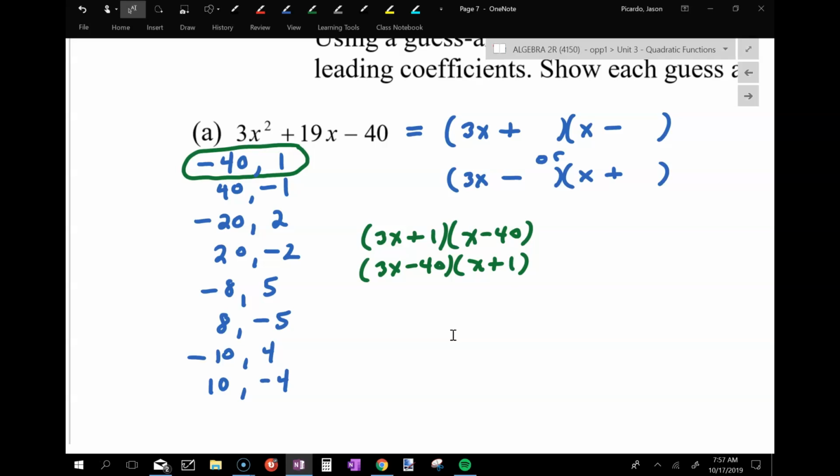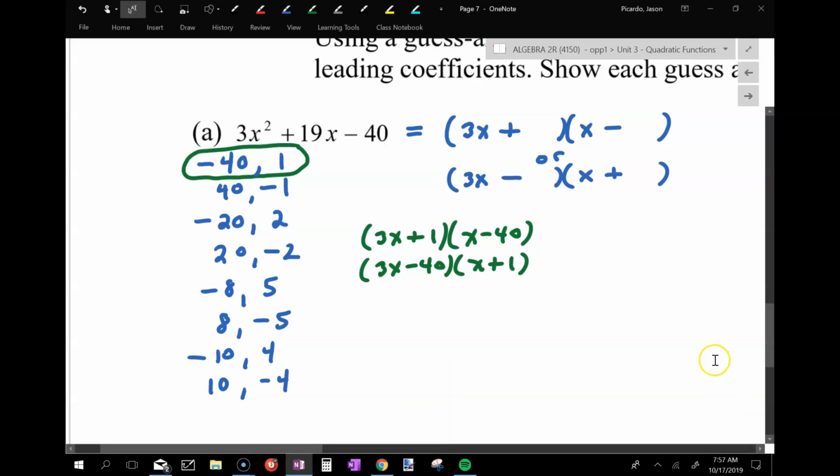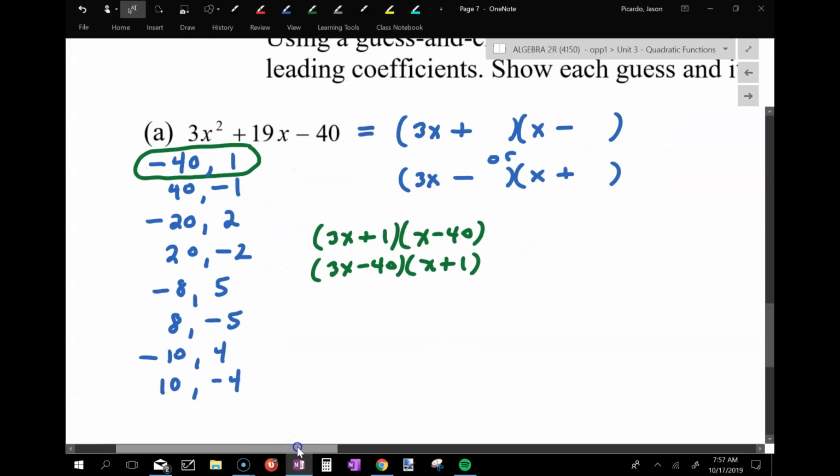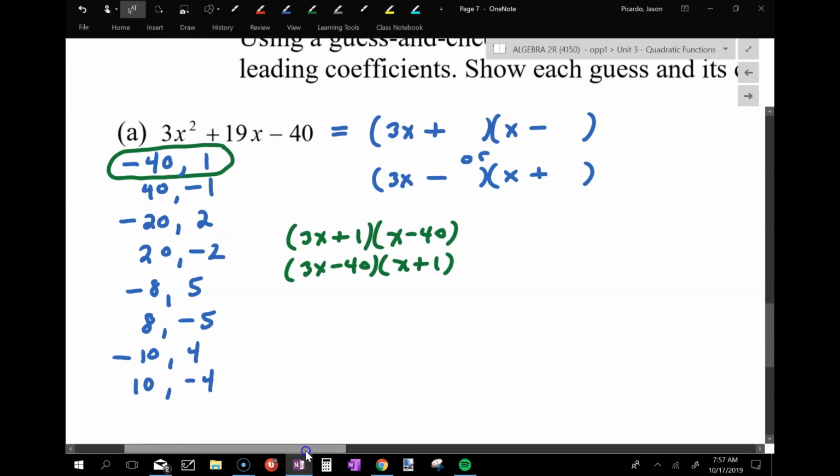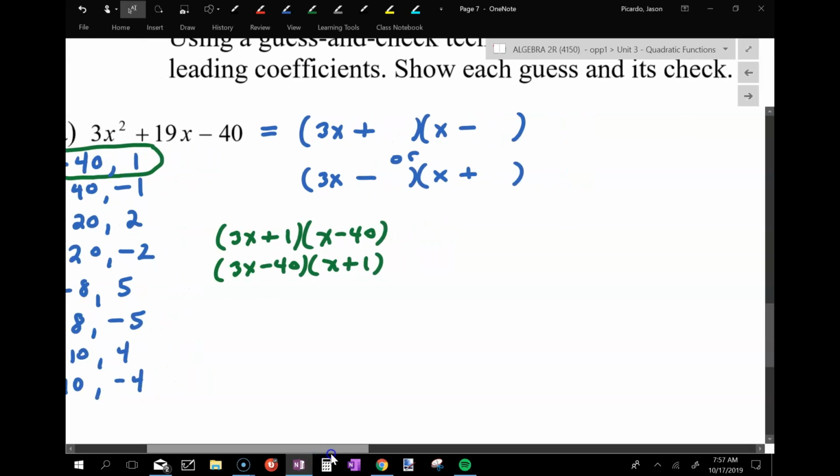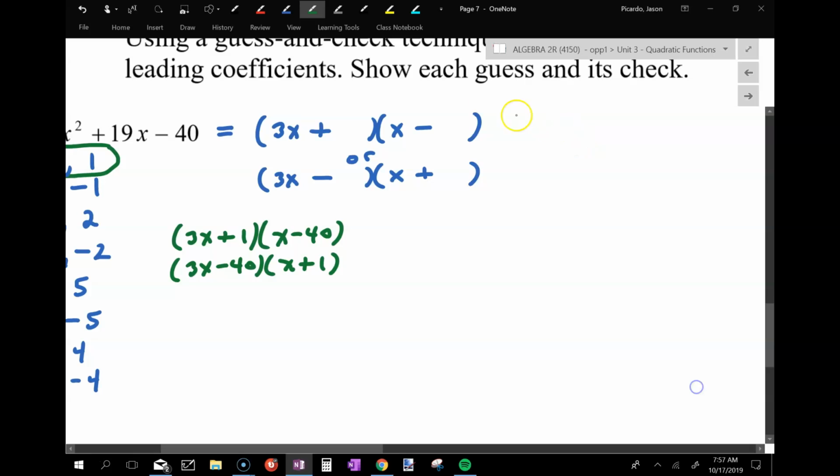I'm way too lazy to do this, okay? Now, if I'm sitting there with 3 hours on an exam and I tried another way and it doesn't work, can I do this? Sure, right? All right, well, let's talk about another way. 3x squared plus 19x minus 40.